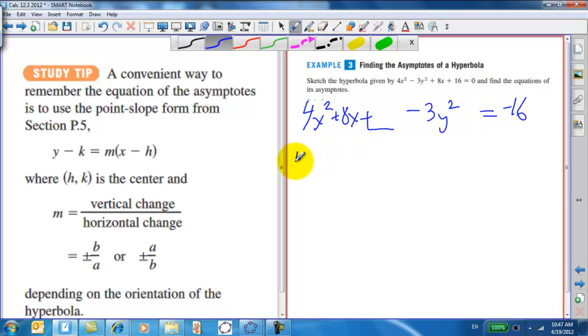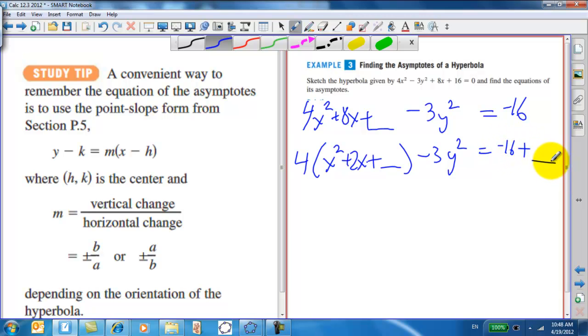Now I'm going to factor the 4 out of these two, leaving behind x squared plus 2x plus blank, minus 3 times y squared equals negative 16 plus blank. Now what completes the square here? Well, if we add a 1 here, we're actually adding a 4 to this side, so we're going to have 4 on this side. So we get 4 times x plus 1 squared minus 3 times y squared equals negative 12.